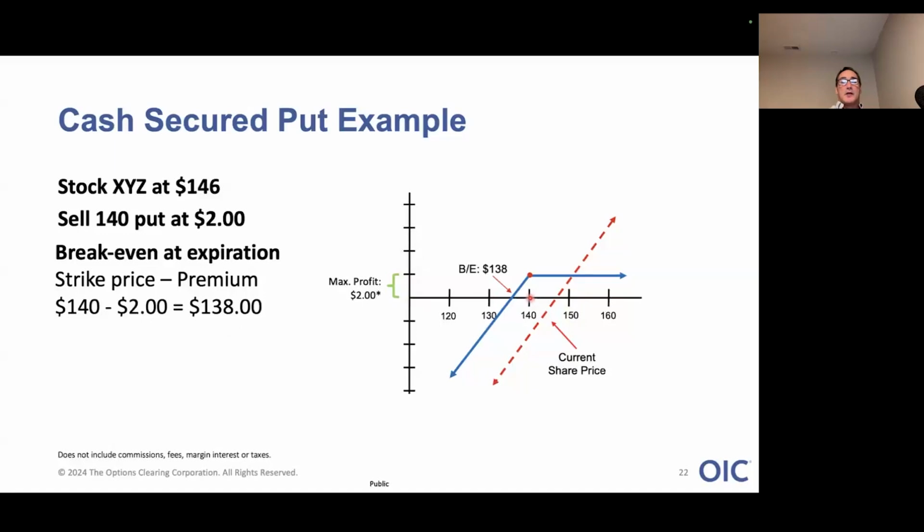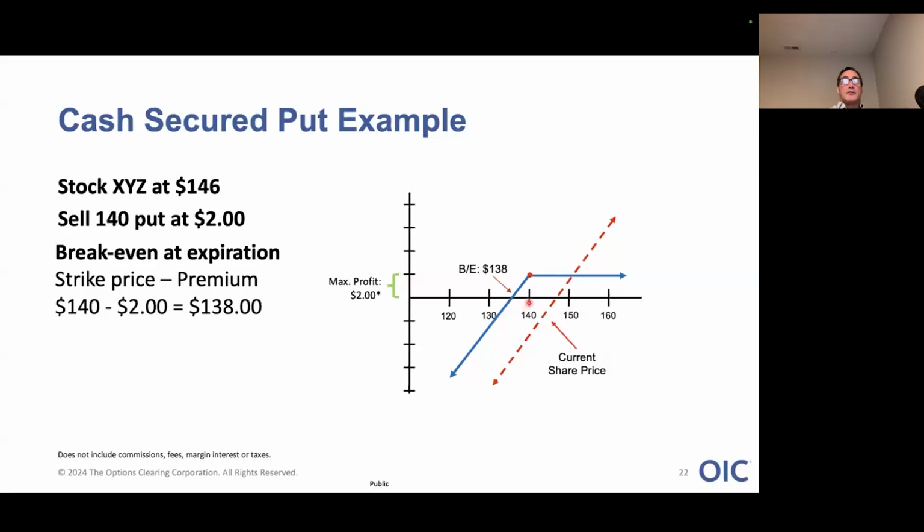Because if somebody exercises their contract and puts shares to me, I'm going to own shares from 140. But remember, I took in $2 for this contract, so my break even is at 138. If shares at expiration finish below 138, I'm going to have 1-for-1 losses on the potential assignment of these puts. Above 138, I would have unrealized gains.